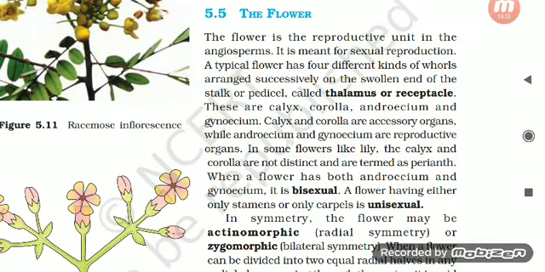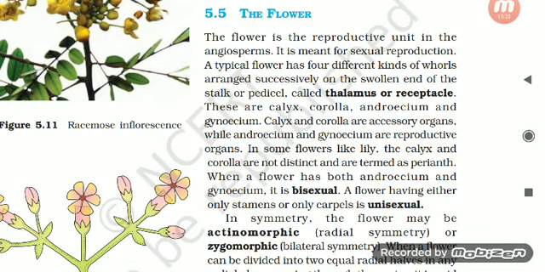5.5 The flower. The flower is the reproductive unit in the angiosperms. It is meant for sexual reproduction. A typical flower has four different kinds of whorls arranged successively on the swollen end of the stalk or pedicel, called thalamus or receptacle. These are calyx, corolla, androecium, and gynoecium. Calyx and corolla are accessory organs, while androecium and gynoecium are reproductive organs. In some flowers like lily, the calyx and corolla are not distinct and are termed as perianth.